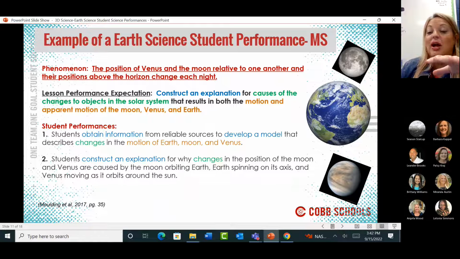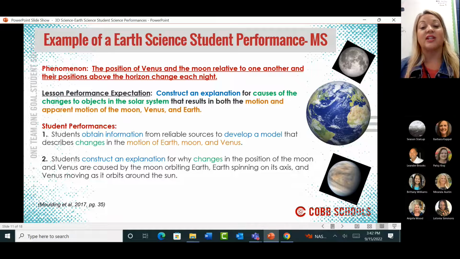All right, notice how everything is kind of color coded. The blue is our science and engineering practice. So that's what they're going to do. They're going to construct an explanation. The green is the cross-cutting concept. So we know that cause and effect and change is a cross-cutting concept. And then the orange, it's like brown, burnt orange, is your disciplinary core idea. All right. So that's what we're expecting them to do by the end.